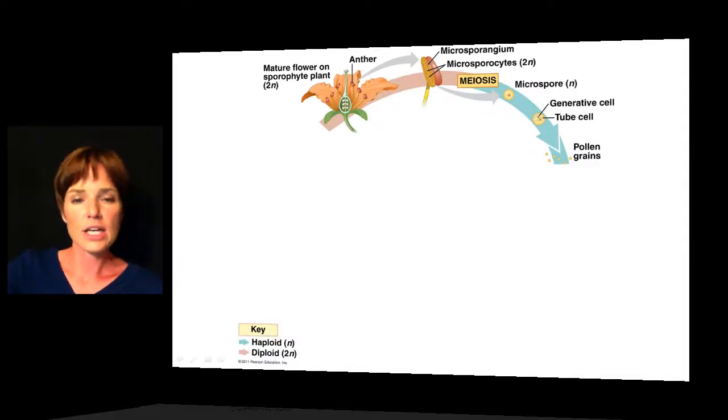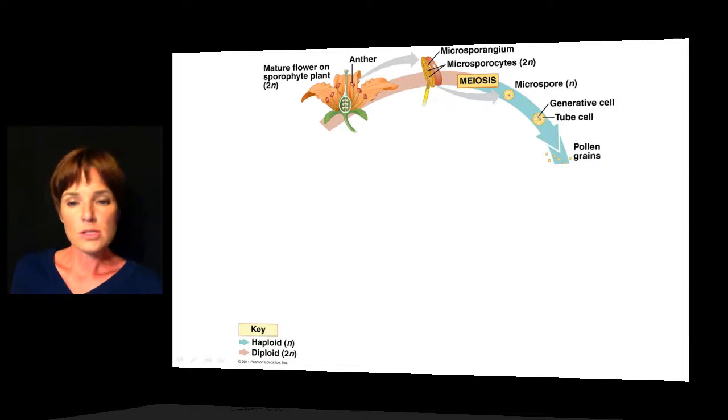If we take a look at the life cycle of the angiosperm, it's similar in a lot of ways to what we had with the conifers. In this case, we don't have cones anymore. We've got the flower structure instead, and we've got the microsporangium developing on the anther, and we have the megasporangium developing inside the ovary, which is part of the carpel.